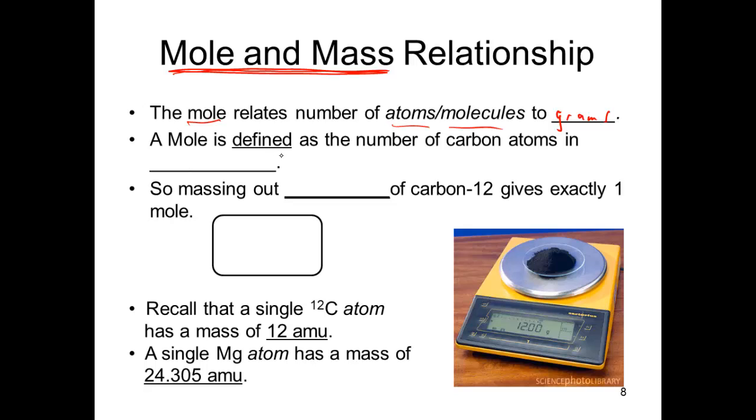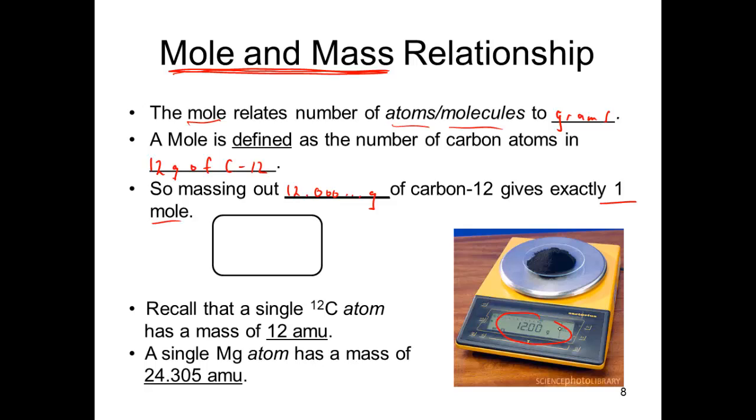So a mole is defined as the number of carbon atoms in exactly 12 grams of carbon-12. That's the definition of a mole. A mole is 6.022 times 10 to the 23rd of anything. Well, it turns out if you weigh out 12.000 forever grams of carbon-12, you will have 1 mole.